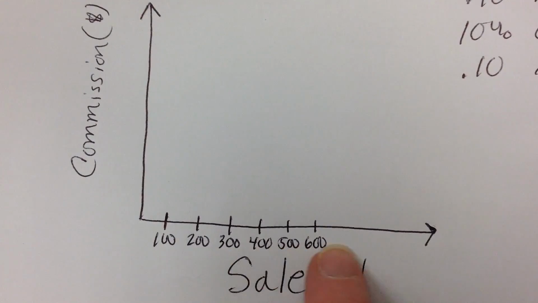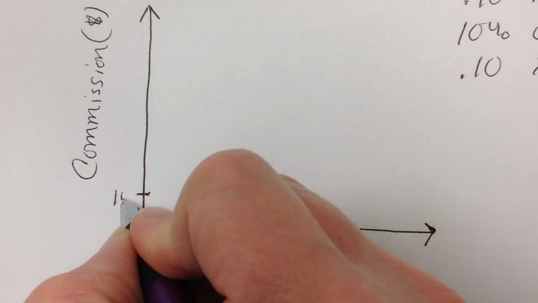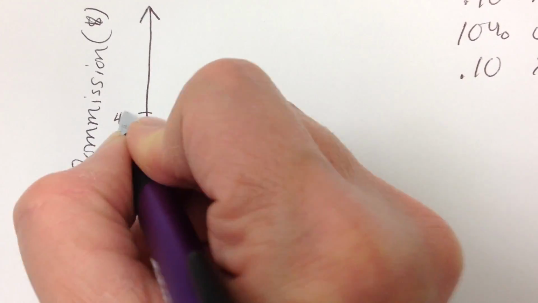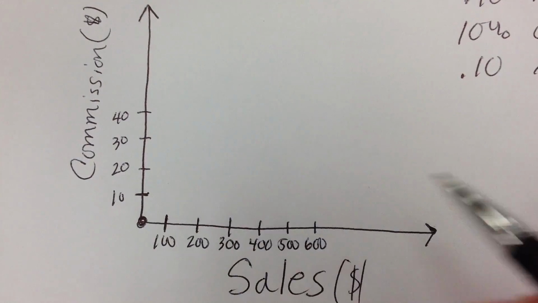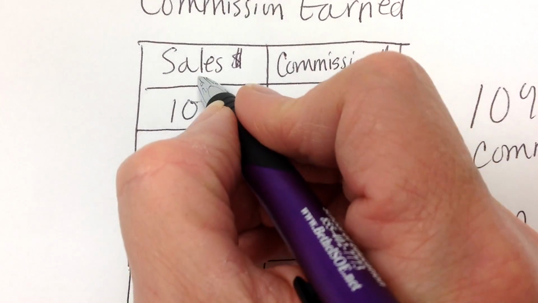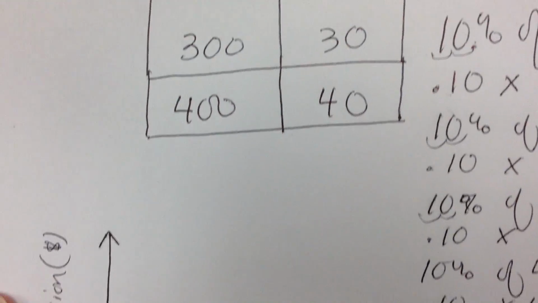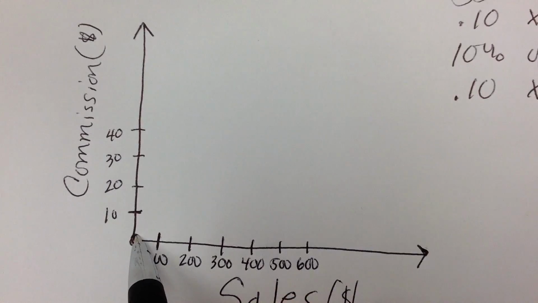And we can make this chart as big as we want. The commission, we have 10, 20, 30, 40. So I'm going to let it be represented by tens. 10, 20, 30, 40, and so forth on. Now again, it does go through the origin, because going back to our table, if we don't sell anything, if we have 0 sales, we're going to have 0 commission. So 0, 0, the origin is a point on my graph.